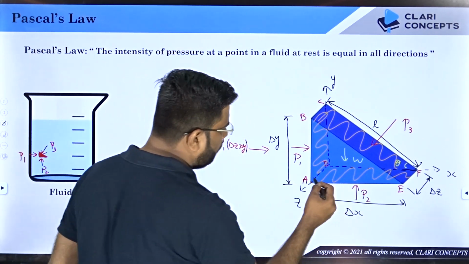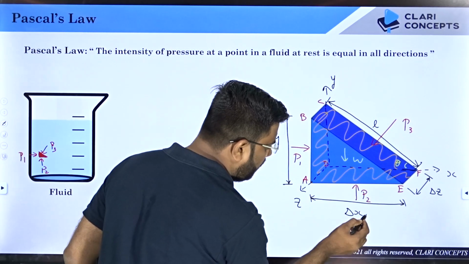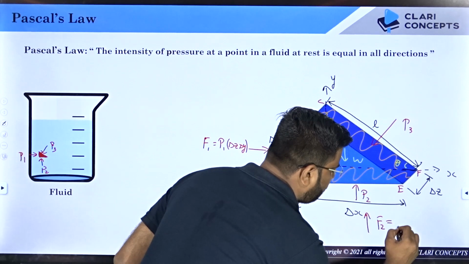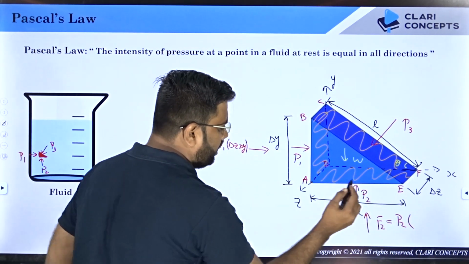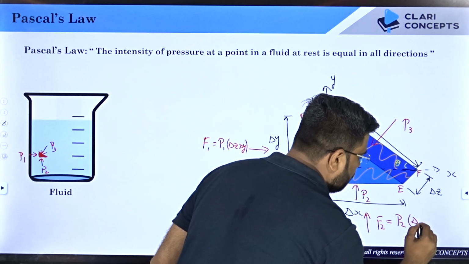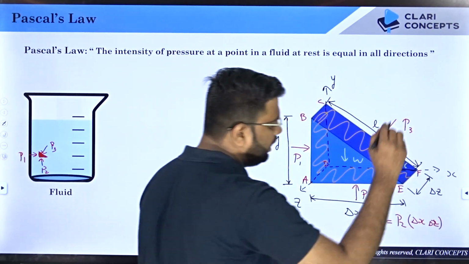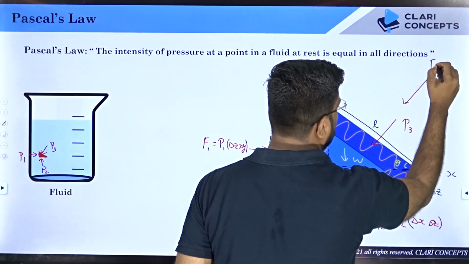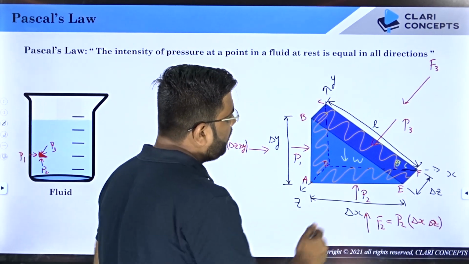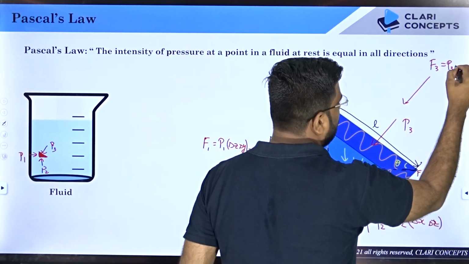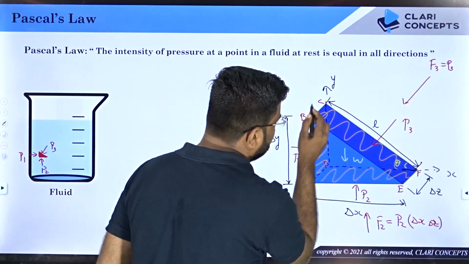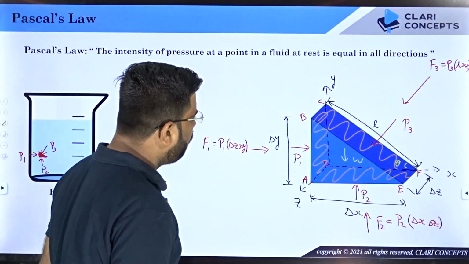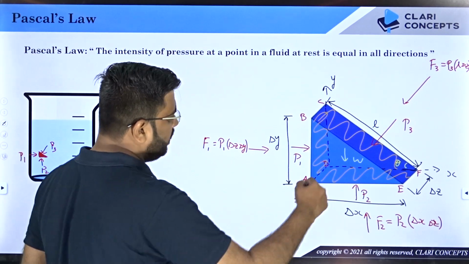Then force on the bottom face ADFE will be perpendicular to the surface always, and the value is F2, and this will be the pressure at this face, P2, multiplied by this area. This area is delta X into delta Z, not Y. And then the third force, which is F3, the value of this will be pressure P3 into L times delta Z. This is the area, right? L delta Z.